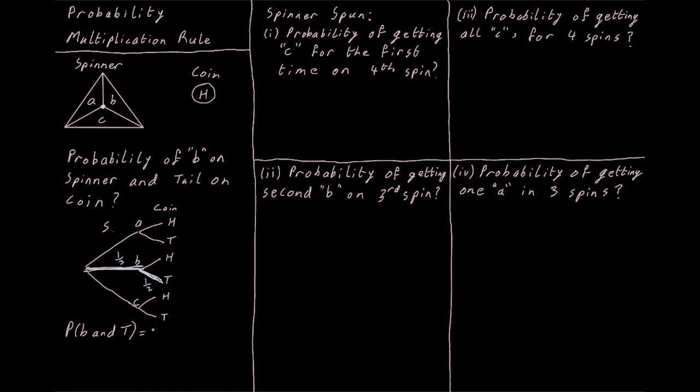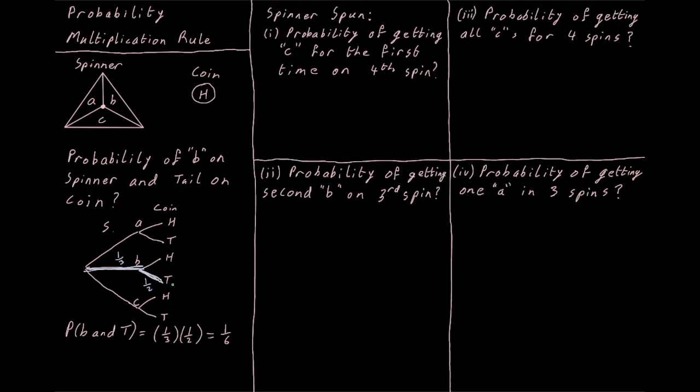So a third of the time, I'm getting my first desired outcome, I'm getting the B. And then half of that third of the time, I'm getting the second thing I want, I'm getting a tail. So a sixth of the time, I would expect to get the B on the spinner and the tail on the coin.